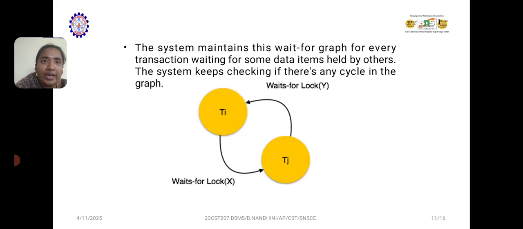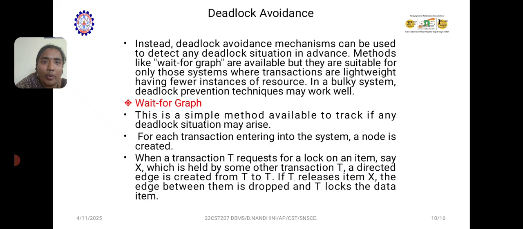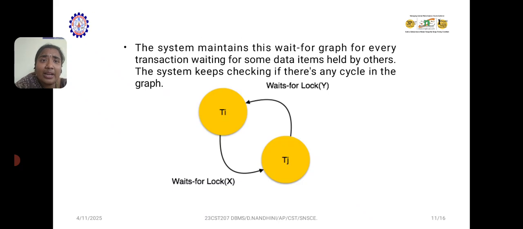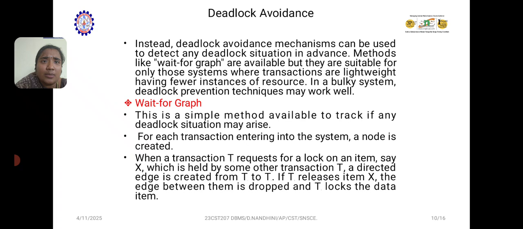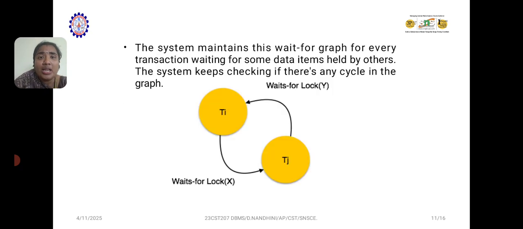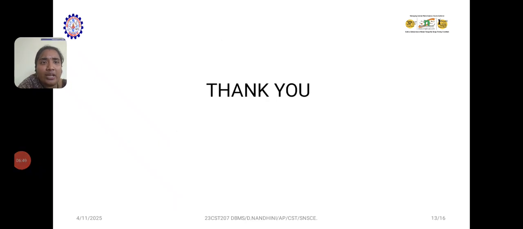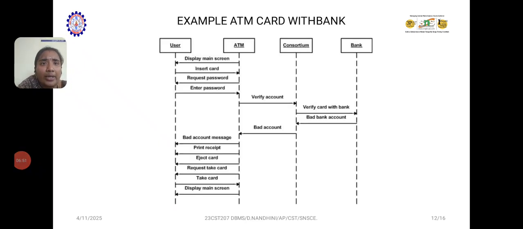To avoid deadlock, we use deadlock avoidance. The deadlock avoidance mechanism can be used to detect a deadlock situation in advance. So if any such situation occurs, we can prevent and avoid it. For example, consider a bank with one user, an ATM, a consumer, and the bank. It shows how the situation is handled before it occurs.